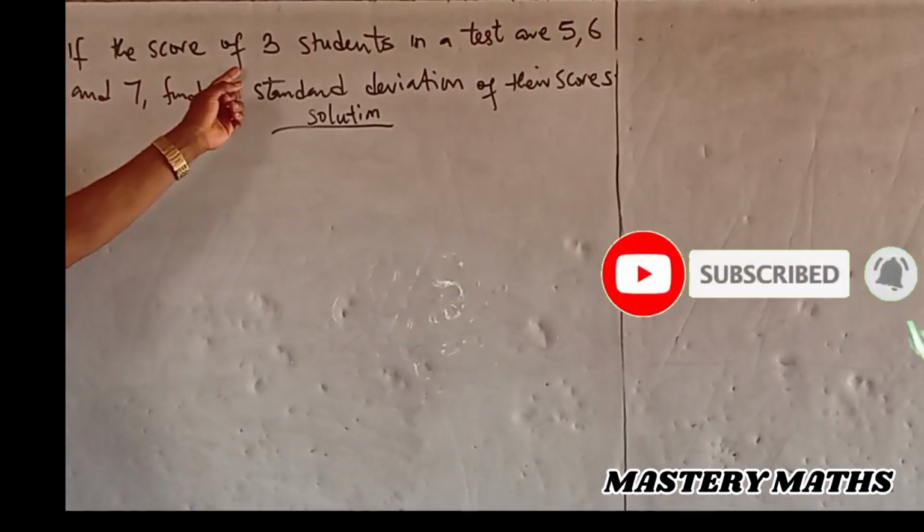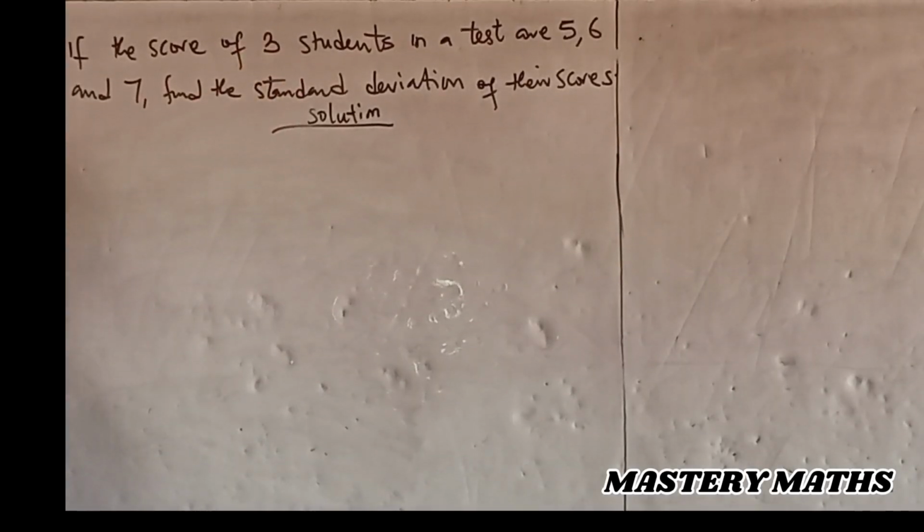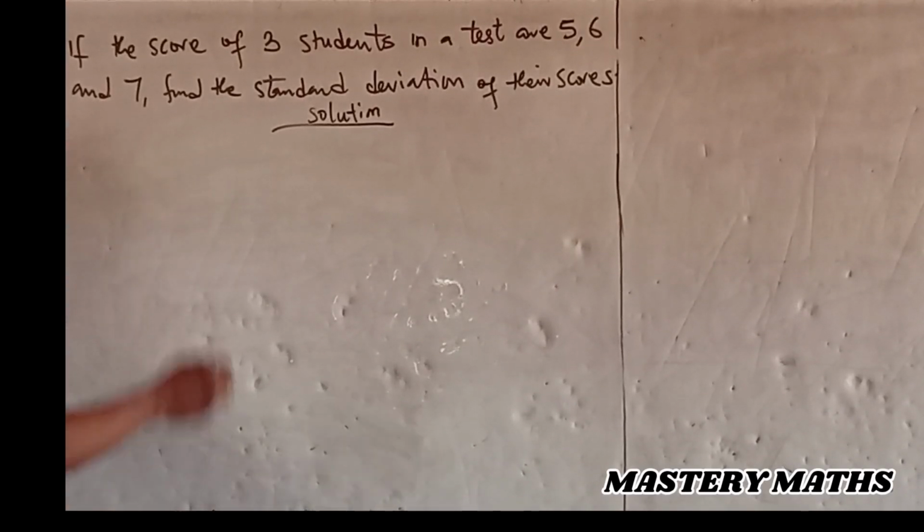If the scores of 3 students in a test are 5, 6, and 7, find the standard deviation of the scores. Now we're going to look for the standard deviation. First of all, we need to put the formula for standard deviation.